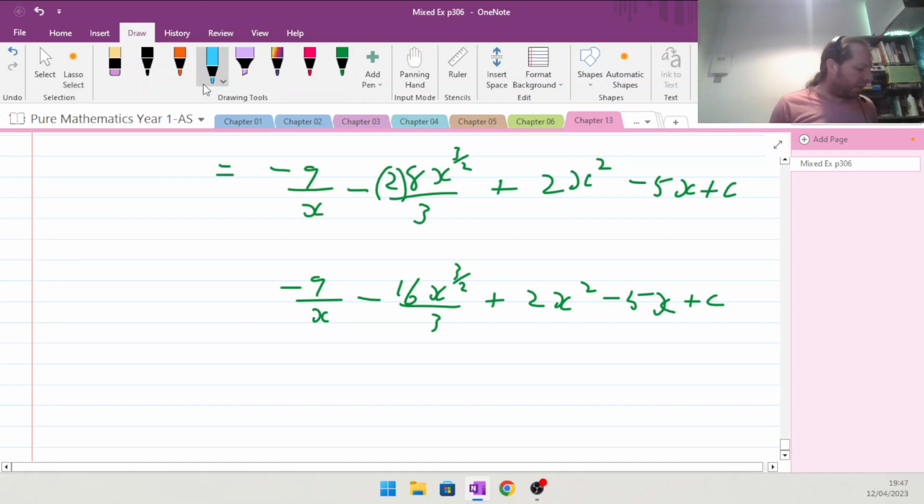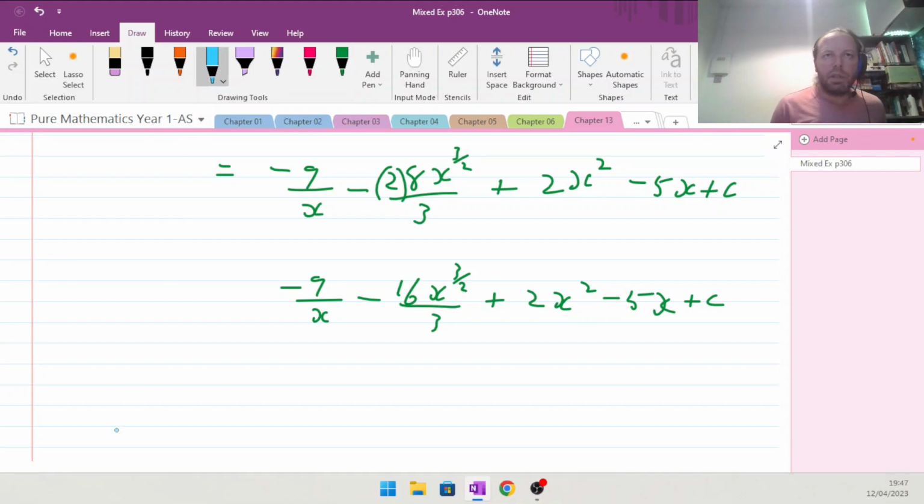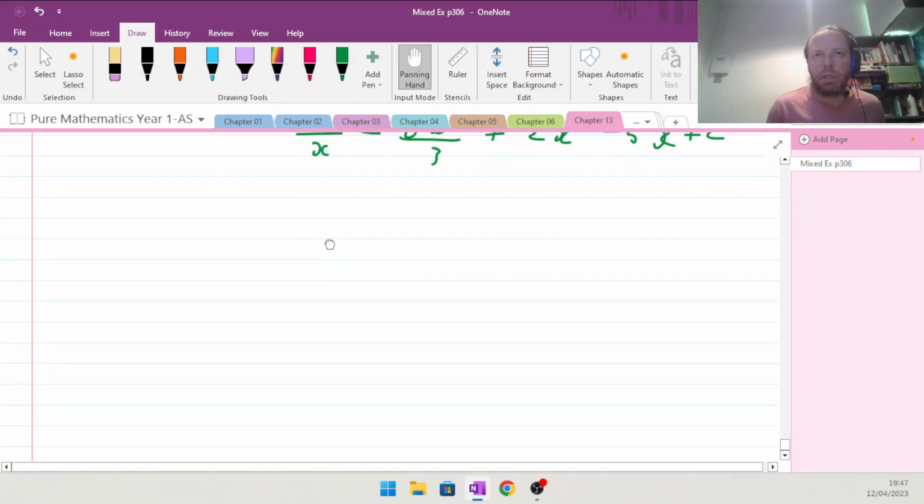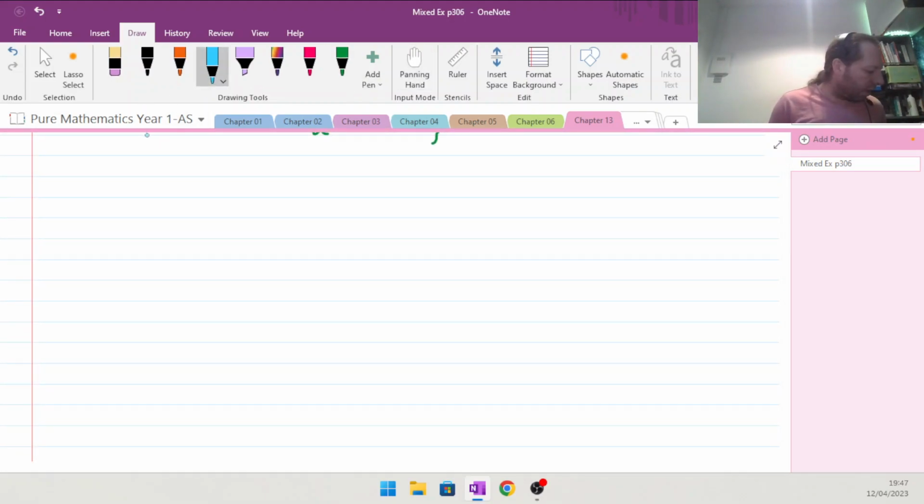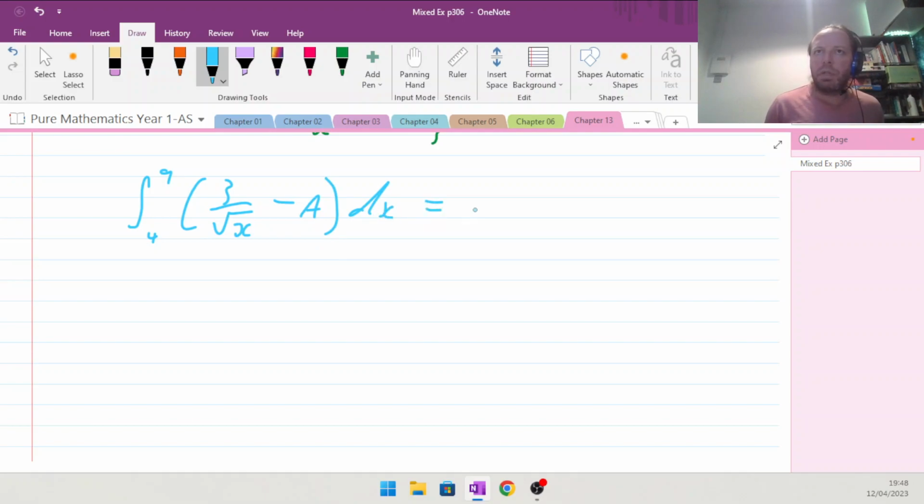Question 20, 5 marks as well. Given that a is a constant. Okay. So we are given that the integral between the limits of 9 and 4 of 3 divided by the root of x minus a dx equals a squared. Show that there are two possible values for a and find these values.